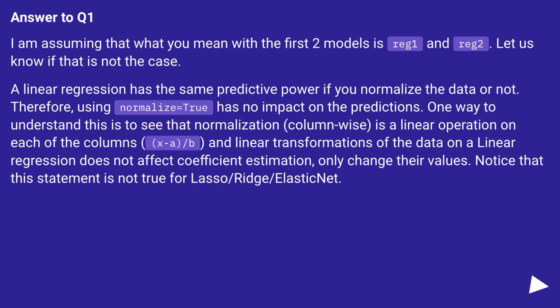One way to understand this is to see that normalization, column-wise, is a linear operation on each of the columns, x a/b, and linear transformations of the data in a linear regression do not affect coefficient estimation, only change their values. Notice that this statement is not true for lasso/ridge/elastic net.